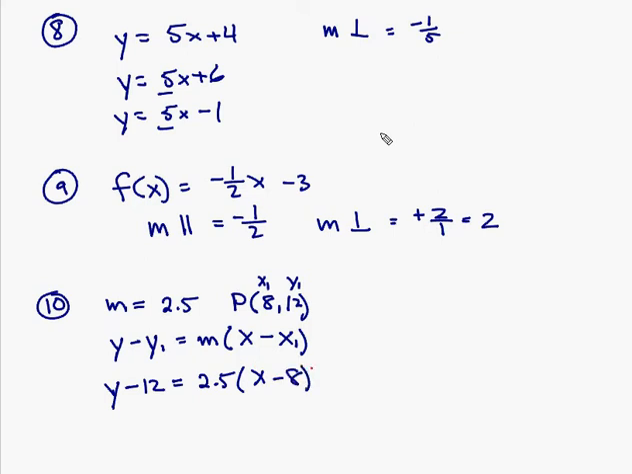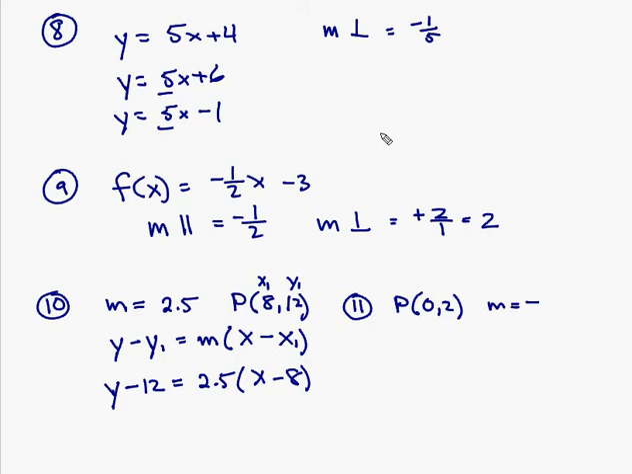Number 11. Here we're given the information that the point is 0, 2, and slope is negative 1. Okay, so we could go here.